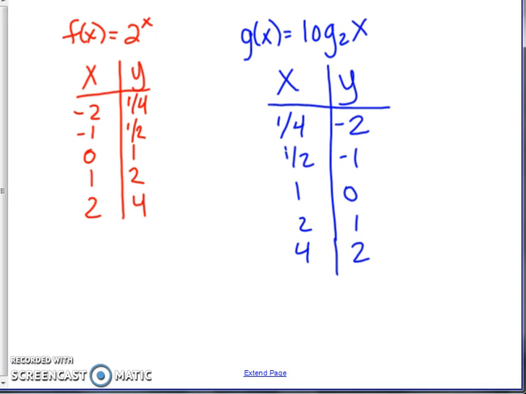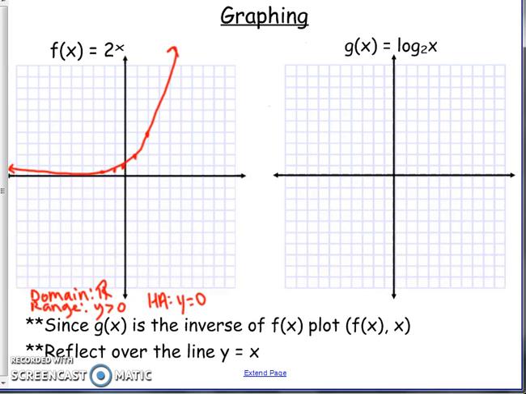So now if I go to plot these, I'm plotting 1/4, negative 2. That's about here. I'm plotting 1/2, negative 1, which is here. I'm plotting 1, 0, 2, 1, and 4, 2.